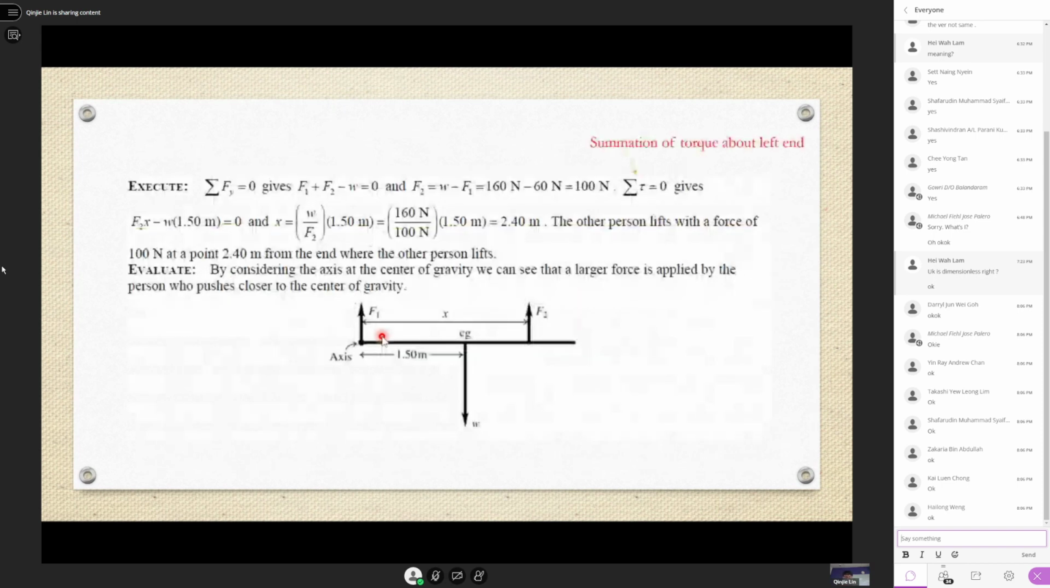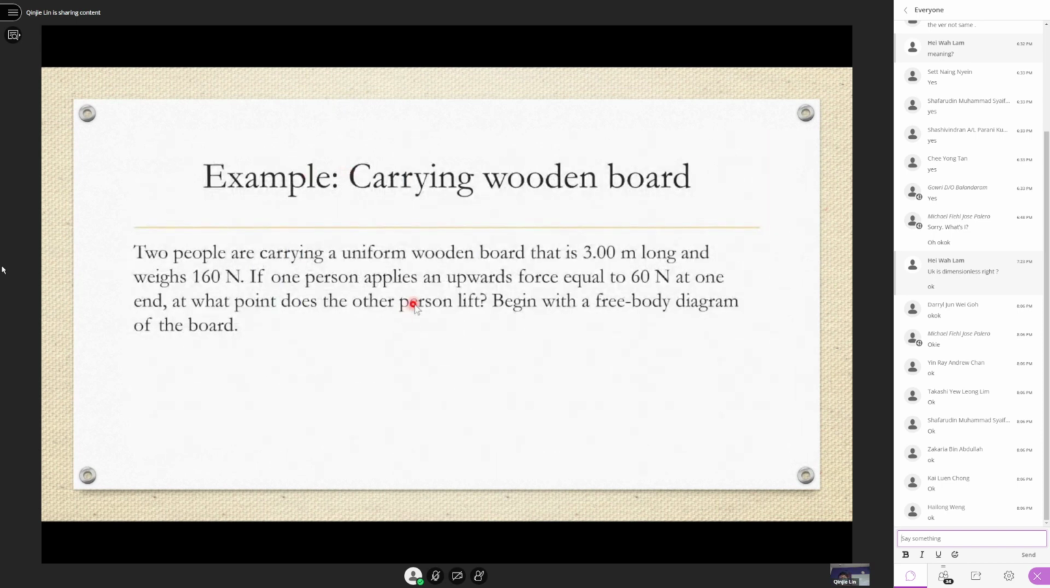Okay, another example. Two people are carrying a uniform wooden board that is 3 meters long and weighs 160 newtons. If one person applies an upward force equal to 60 newton at one end, at what point does the other person lift?